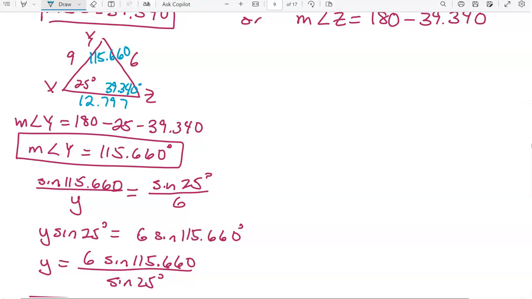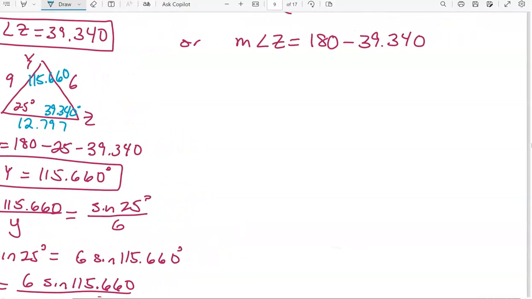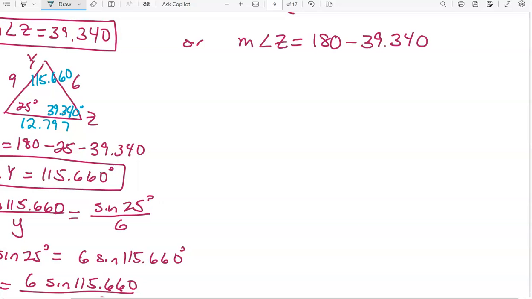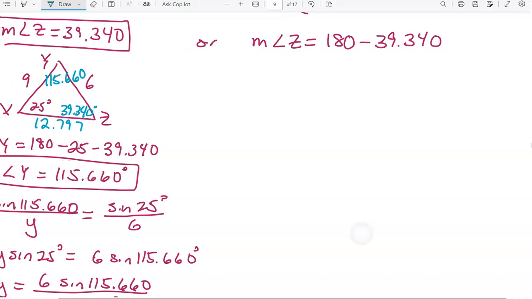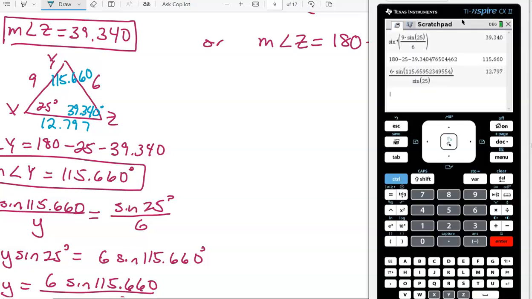And this is maybe the hardest thing to remember with an SSA case. You always have to remember that there's the possibility for a second solution. And you must acknowledge that the second solution could possibly exist. All right. So the first thing that we find in solution 2 is the measure of angle Z, which is the supplement of the first angle Z that we found.